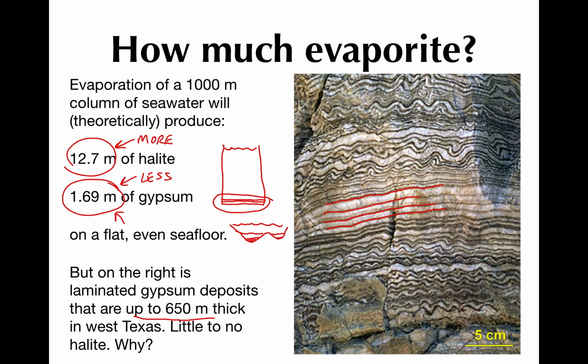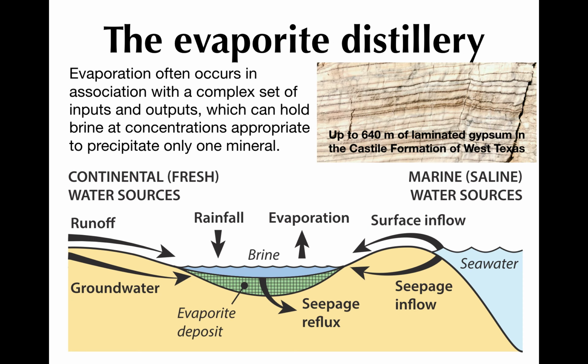So why is this? Well, the answer is that evaporites accumulate in what I like to call the evaporite distillery. And this evaporation occurs in association with a complex set of inputs and outputs. And those inputs and outputs can be modified to a rate that can hold the brine at concentrations to precipitate just one mineral for a really long time. So let's look at this illustration on the bottom here.